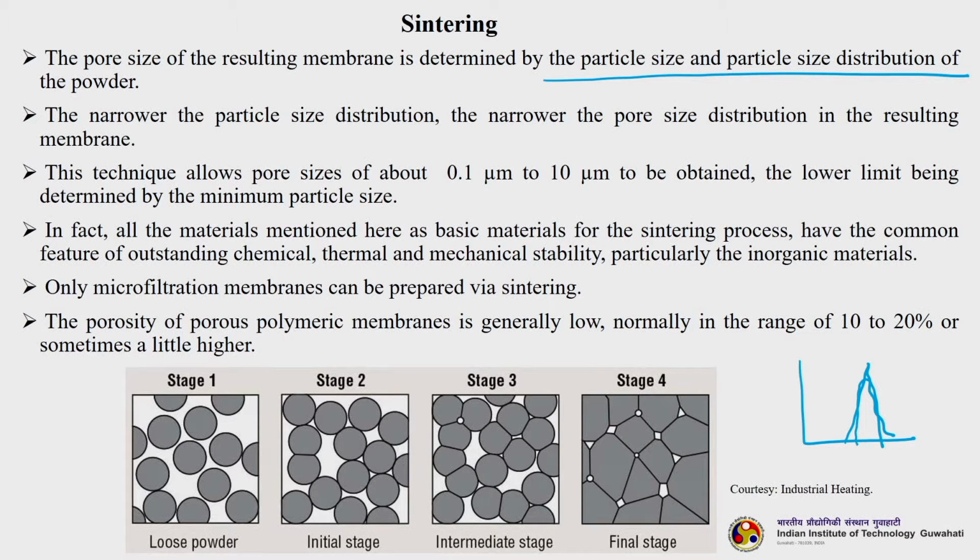This technique allows a pore size of about 0.1 micron to 10 micron, and all the materials mentioned here are basic materials for the sintering process, with the common feature of outstanding chemical, thermal and mechanical stability, particularly the inorganic materials. Since we are talking about a very high temperature process, the materials used for this process should have very good thermal and mechanical stability. Only one problem is this: we can only make microfiltration membranes out of this. It is very difficult to make ultrafiltration or nanofiltration range membranes. It is not possible, basically.